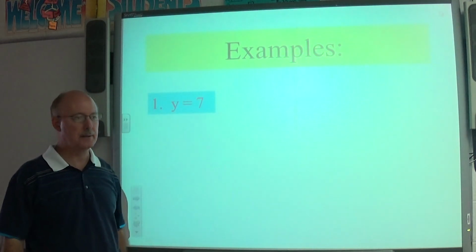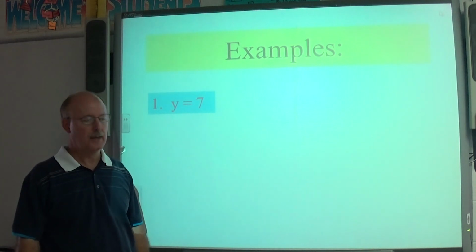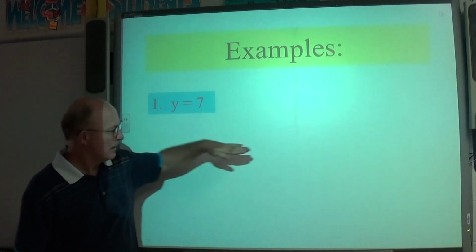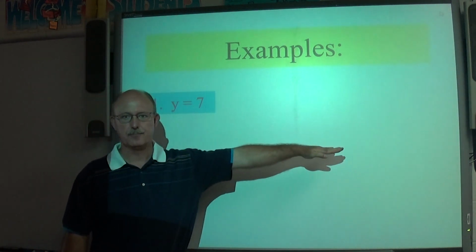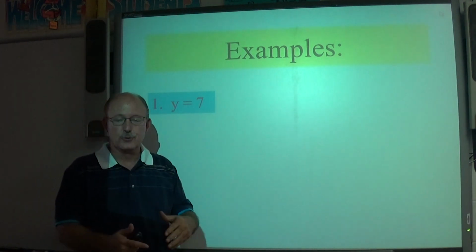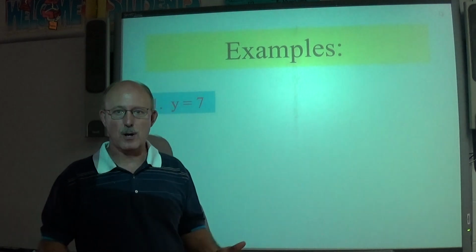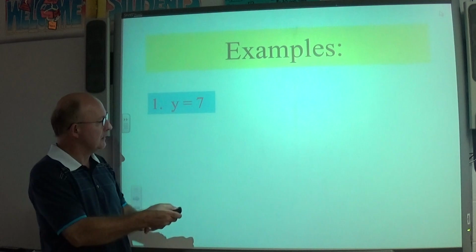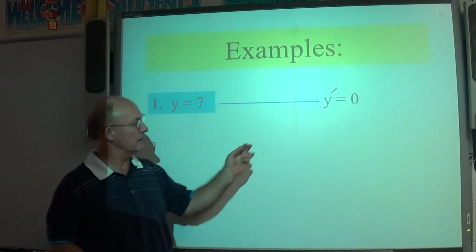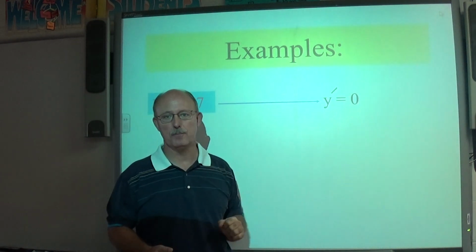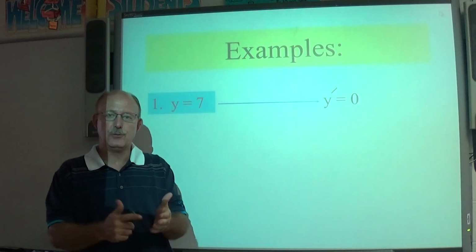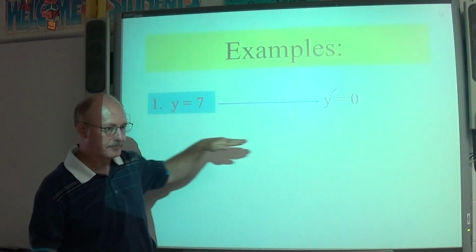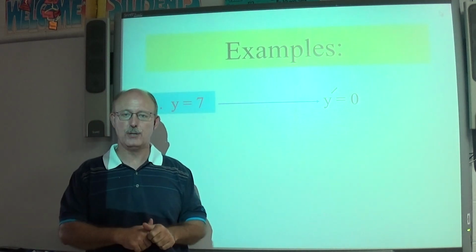Let's start off with y equals 7. If you think of the graph of y equals 7, it's a horizontal line. The slope of a horizontal line is 0. Remember, the derivative is slope. So for the derivative of y equals 7, we say y prime is 0. Because the derivative gives us a slope, if your line is a horizontal line, then we're talking about a slope of 0.